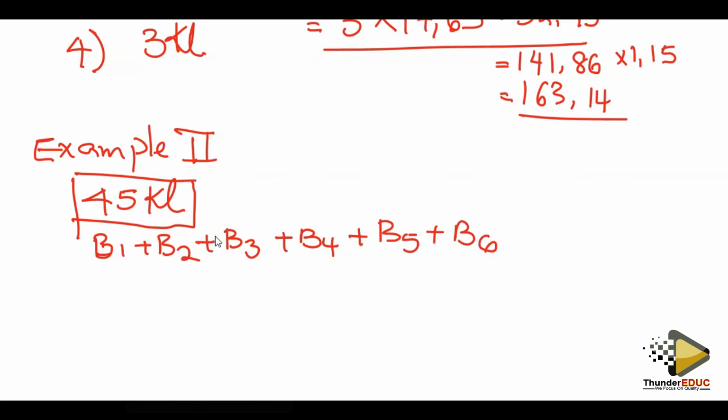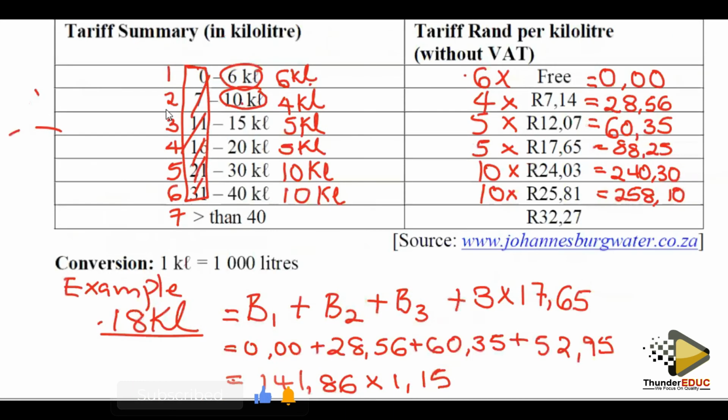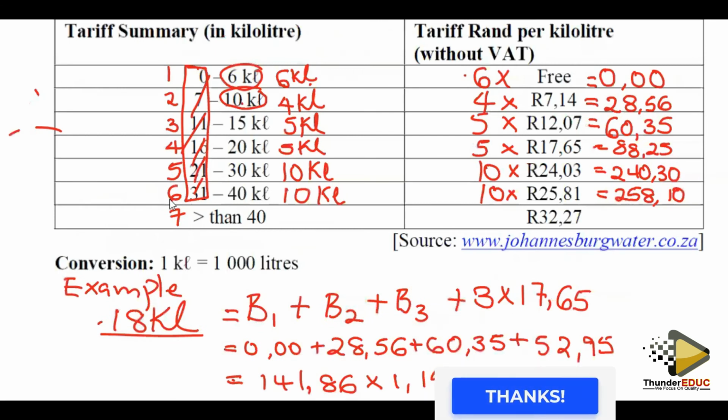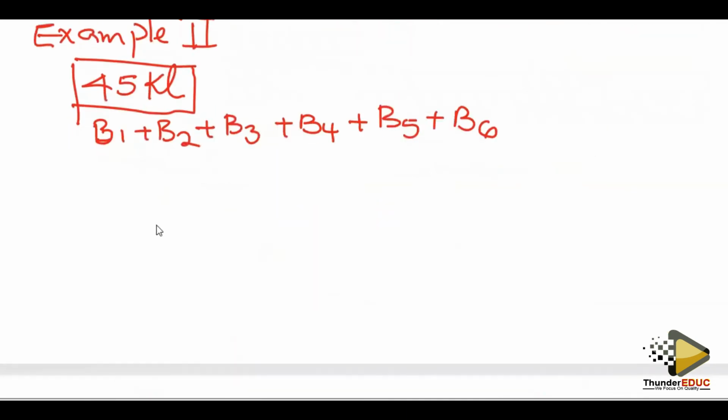Remember, we gave these bracket numbers on top here. We have 1, 2, 3, 4, 5, 6, 7. So in all these brackets, if someone uses fully, for example, bracket number 1, the person pays nothing. Bracket number 2, if he uses all the kiloliters in bracket number 2, which are 4, he pays 28. So we are going to add all these values down, and we find out how much the person pays.